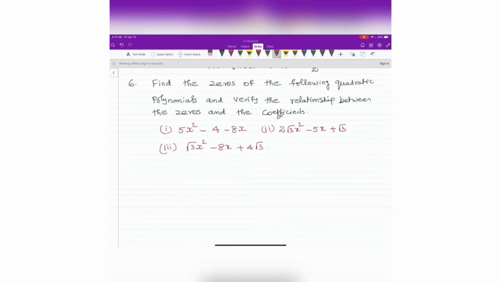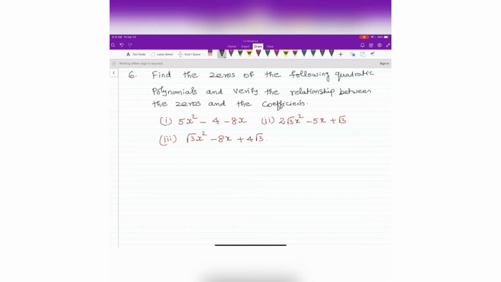Question number 6. Here you have to find the zeros of the following quadratic polynomials and verify the relationship between the zeros and the coefficients. I have selected these 3 questions from previous year's papers. Let us work out one by one. The first subdivision. Five x square minus 4 minus 8x. Let us do this now. Solution.